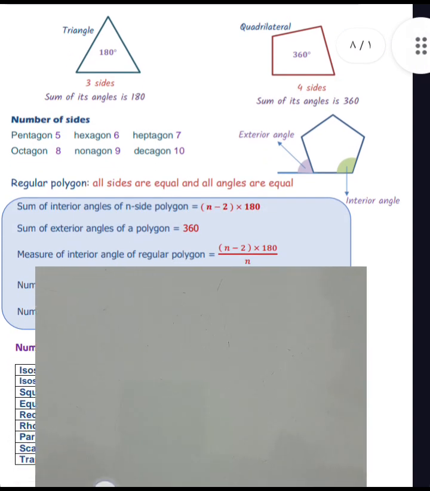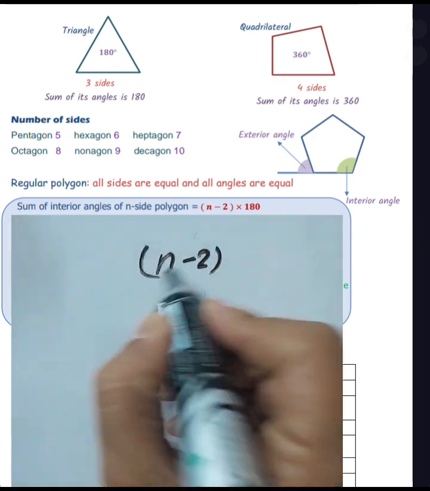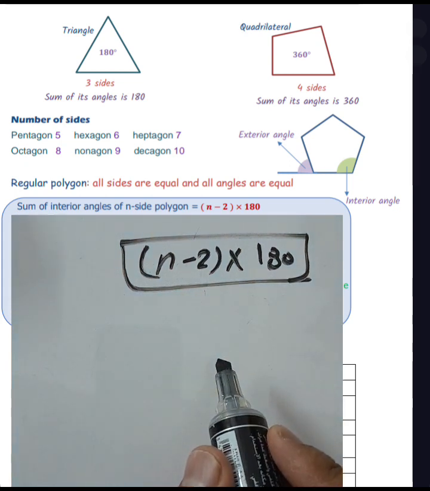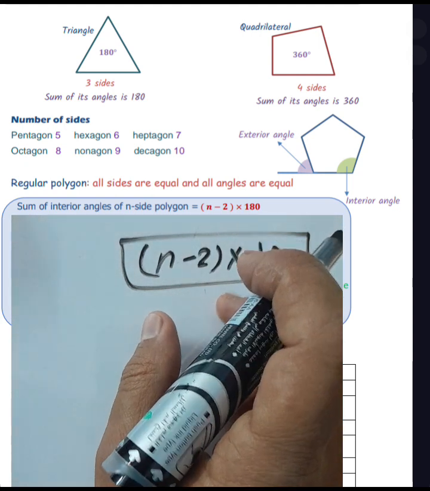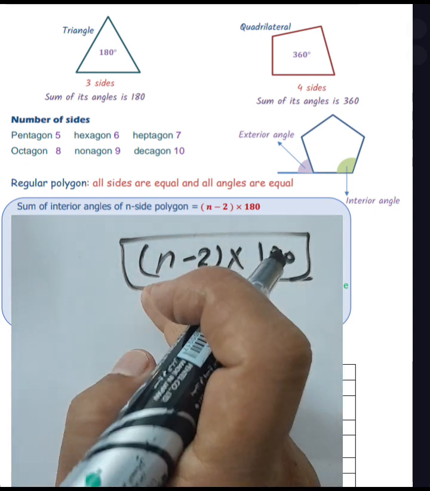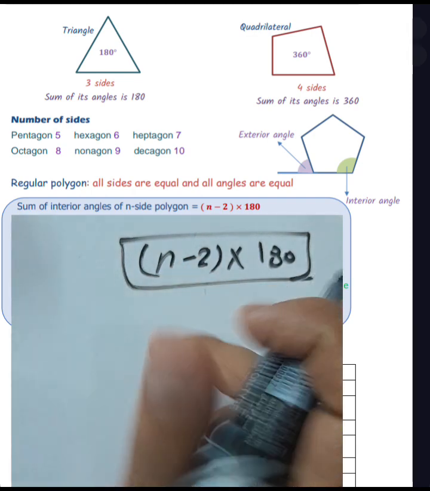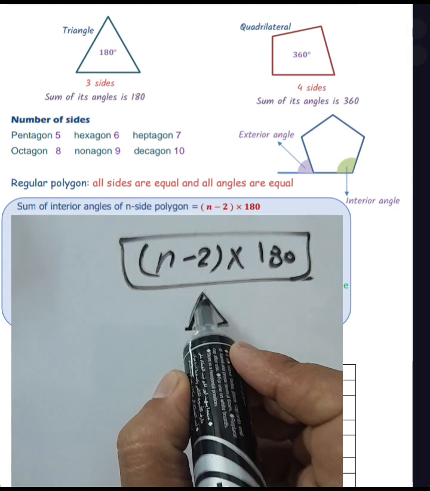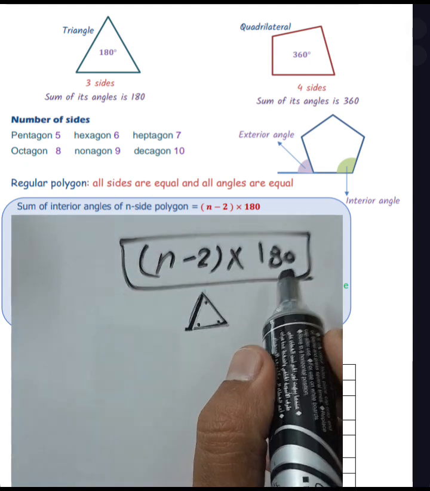Sum of interior angles of a polygon with n sides is (n - 2) times 180. To find the sum of interior angles, we write (n - 2) in brackets, times 180. Here n refers to the number of sides. If we have 3 sides, put n equal 3, such that a triangle has 3 sides. Put n equal 3: 3 minus 2 equals 1, 1 times 180 equals 180.